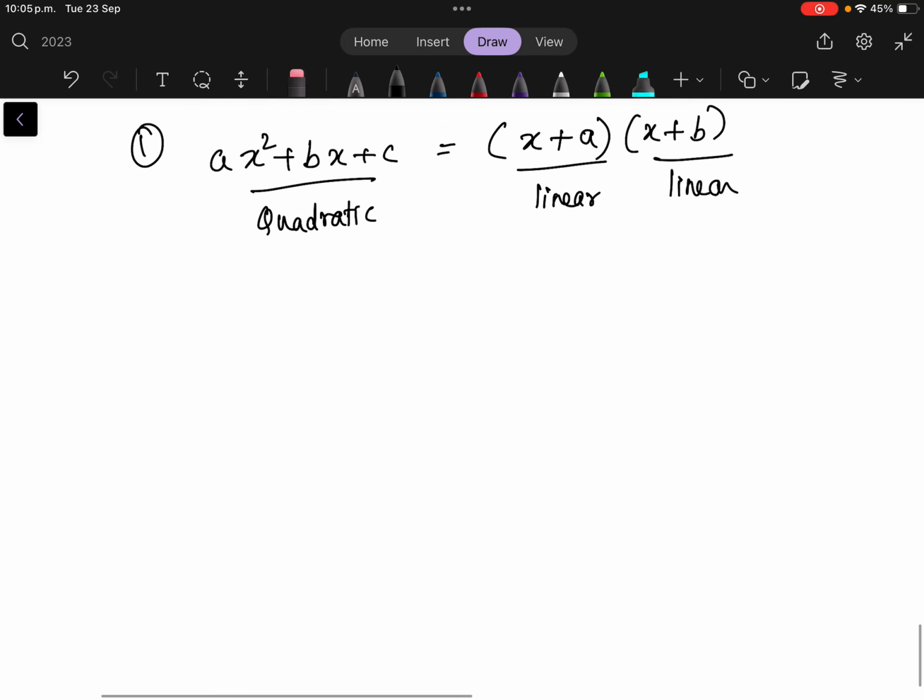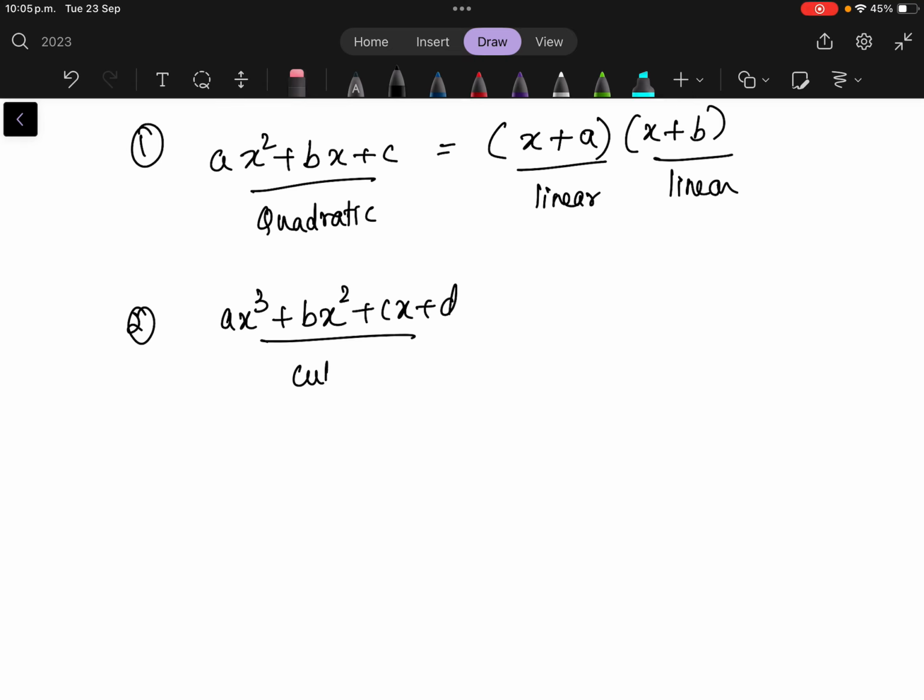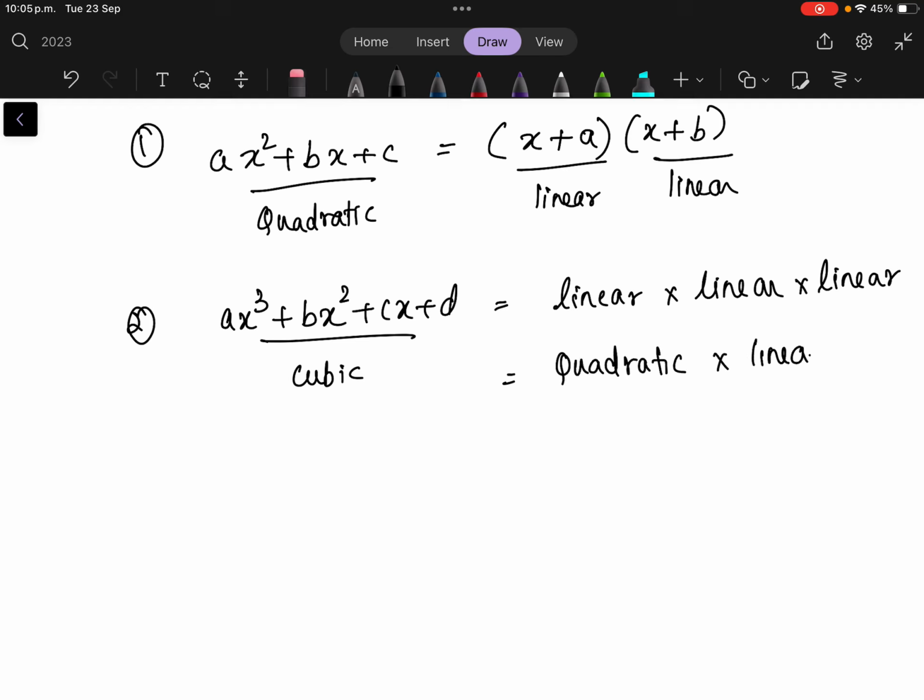Now for the second case, when you have a cubic equation like ax³ + bx² + cx + d, this is a cubic equation. There can be two chances: either it can be a linear term, another linear term, and another linear term, or it can be a quadratic times linear. Linear means it will not have any indices.